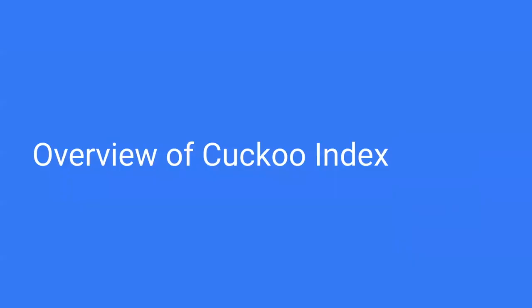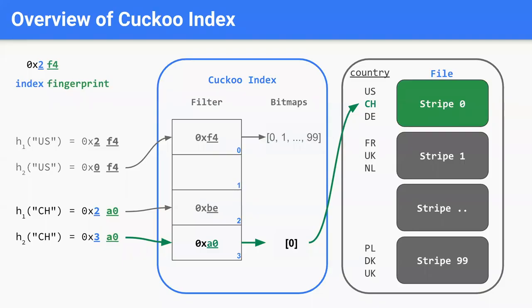On a high level, Cuckoo Index combines Cuckoo filters with bitmap indexing. A Cuckoo filter is essentially a Cuckoo hash table, with the difference being that keys are represented by a short hash value, also called a fingerprint. Also, keys in a Cuckoo filter do not have an associated value. Now, in Cuckoo Index, each fingerprint stored in the filter is associated with a value. Specifically, each fingerprint maps to a bitmap indicating qualifying stripes.